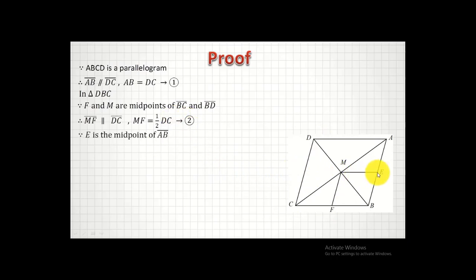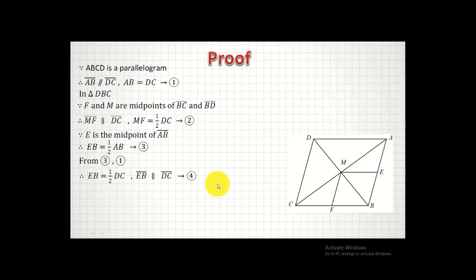Since E is the midpoint of AB, therefore EB equals half AB, and this is number 3. From number 3 and number 1, we get EB equals what? EB equals half AB, and AB equals DC. Then EB equals half DC, and EB is parallel to DC. This is number 4.